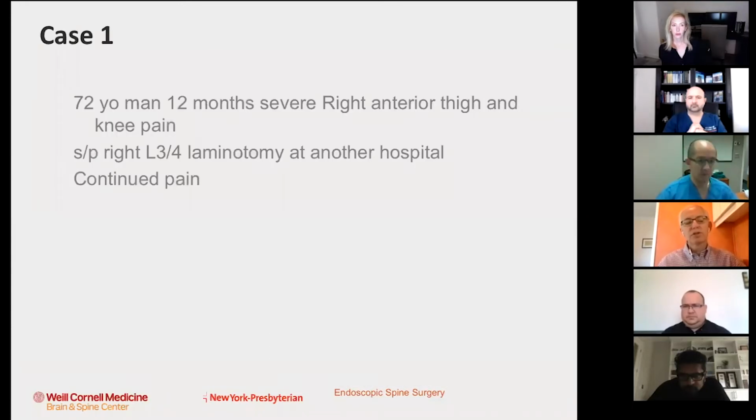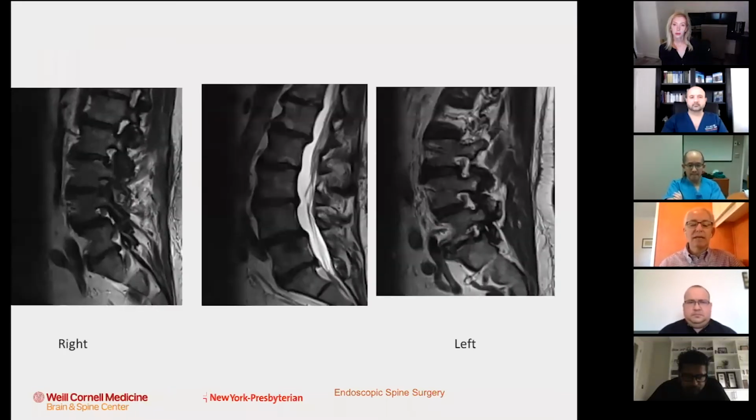I'm just going to show two quick cases that I didn't show the other day, highlighting some of the aspects of both of these procedures. Case one is a 72-year-old man, about a year history of severe right anterior thigh and knee pain. He underwent a right L3-4 laminotomy in another hospital, but he continued to have pain.